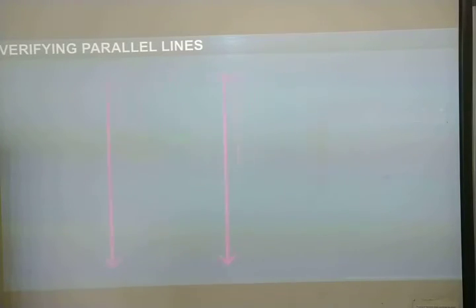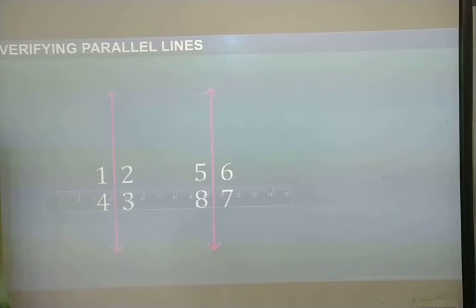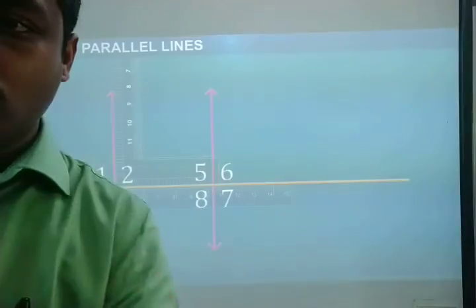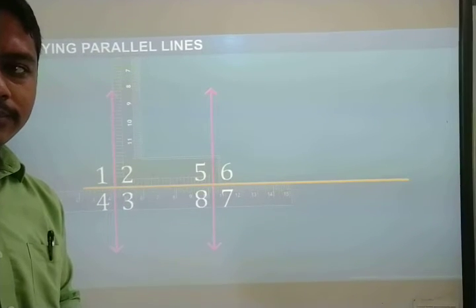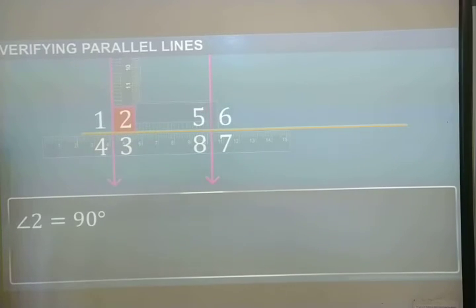Look here. I have a carpenter's square and a straight-edged ruler. Let's use these to check if the lines are parallel. First, place the ruler over the lines, and then mark the angles. Here, one edge of the ruler acts as a transversal. Now, rest the base of the carpenter's square on one edge of the ruler. Here you can see that angle 2 forms a right angle. Let's mark this as result 1.